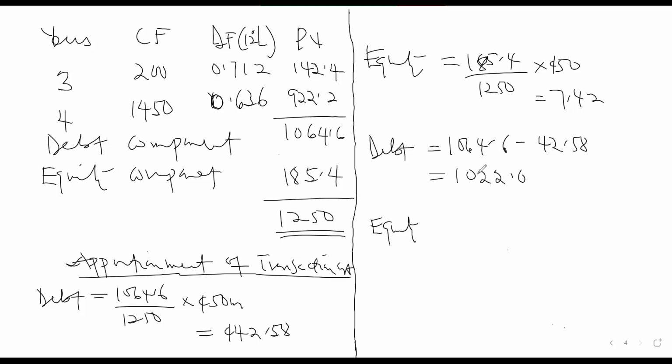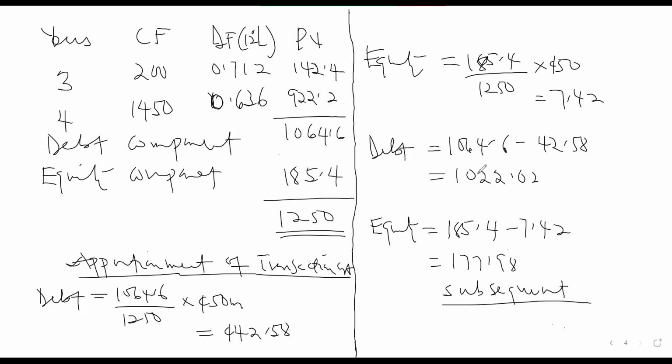Okay. Let's come to the equity. That will be 185.4 minus 7.42. What are we getting? 177.98. So we subject this one. This is just at the date of the issuance. So what will happen from the date of the issuance to the reporting date? That is what we call the subsequent measurement. After recognizing this in your books, what are you going to do?